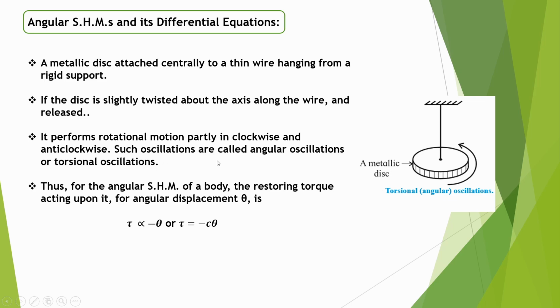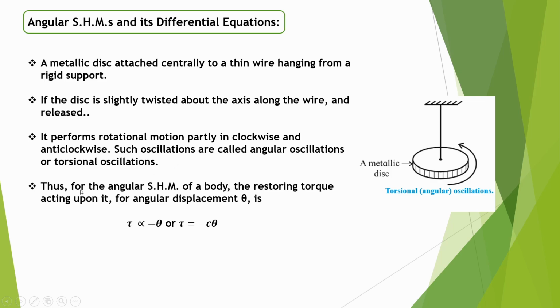Such oscillations are called angular oscillations or torsional oscillations. In this motion, the restoring torque in the wire is always opposite to the angular displacement, and its magnitude is proportional to the angular displacement.